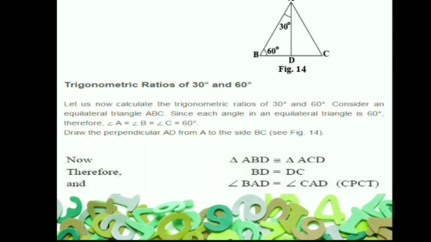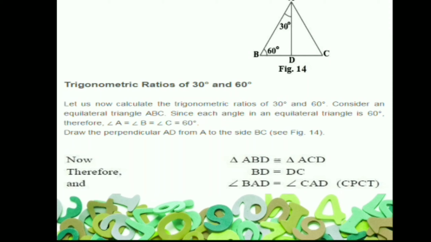Okay, I got it. Again I am repeating, we are drawing a perpendicular bisector from the angle A to the opposite side. So angle D is 90 degree and angle BAD is equal to 30 degree because it is the bisector, and angle A is here 60 degree.